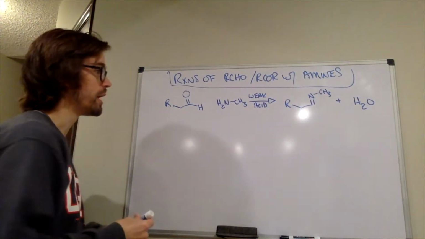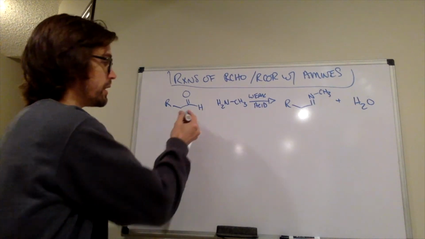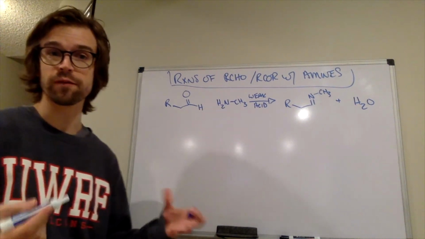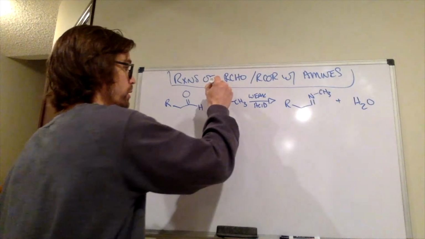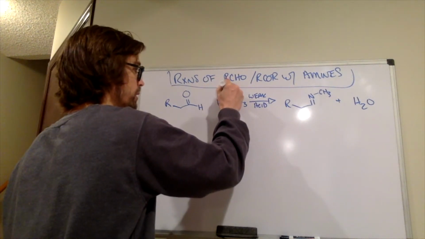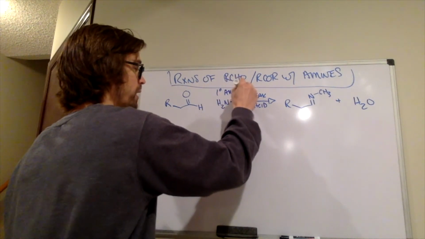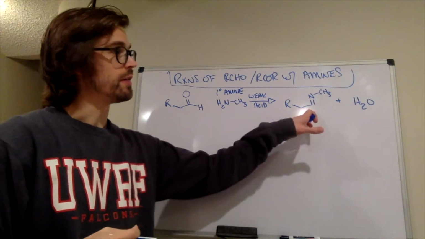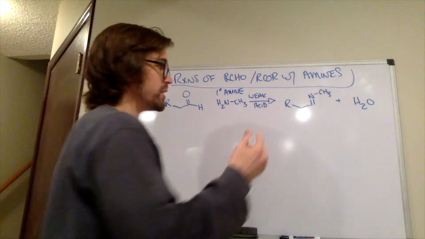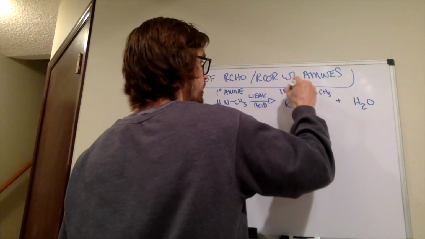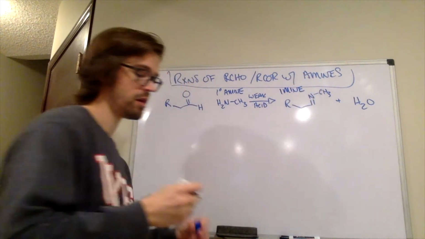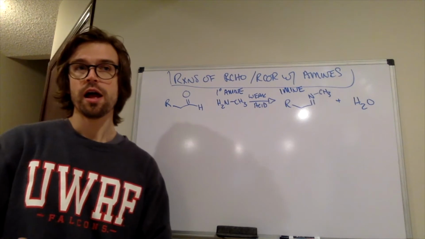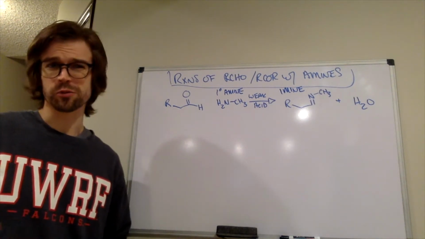All right, so we have a primary amine and an aldehyde. It would do the same thing if it was a ketone, but I'll just write it up here. We have a primary amine. And what we see is that when you mix these 2, they form this functional group, which is called an imine.